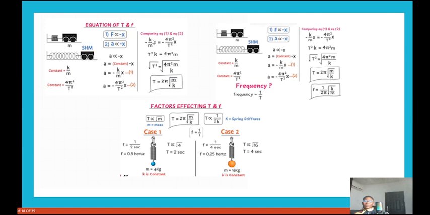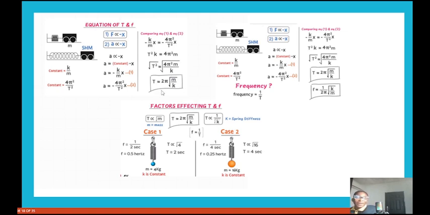So if we cross multiply, x has gone, minus has gone. We're going to have T square K is equal to 4 pi square m. So taking T square as the subject of the formula, this will divide by K, right? Then taking the square root, you have the formula for T, which is the period of a string which undergoes simple harmonic motion. So it is 2 pi times the square root of m over K, where m is the mass, K is the spring constant or the spring stiffness. I hope you've understood that.